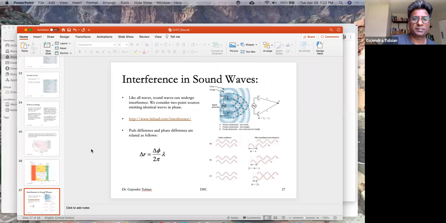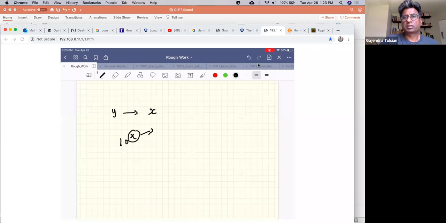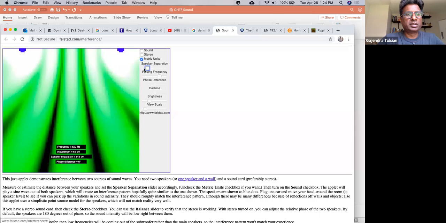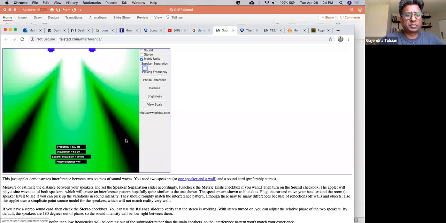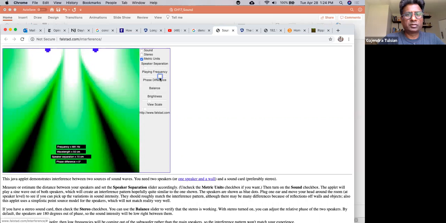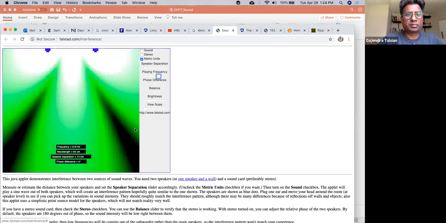Okay, so here are two speakers, and I'll show you with speaker separation. All these dark spots are destructive interference for this particular frequency. Okay. And depending on speaker separation, and this is the phase difference is 0, and depending on different frequencies, you have different locations for the destructive interference.